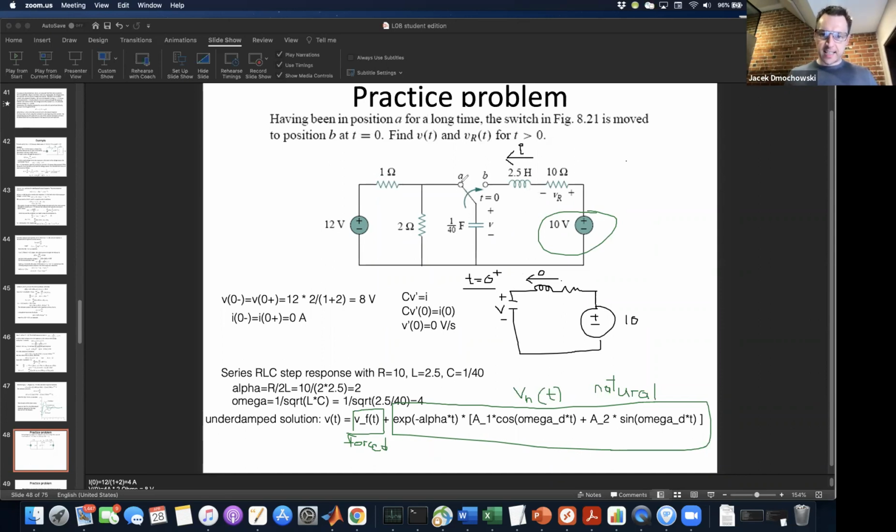There's a transient that occurs when this switch goes from this position to this position, and that manifests as this term. And then there's just the contribution of the 10-volt battery. And what I can tell you is that V of F is just a constant. It's always going to be a constant for a step response. And its value is going to be 10 volts.